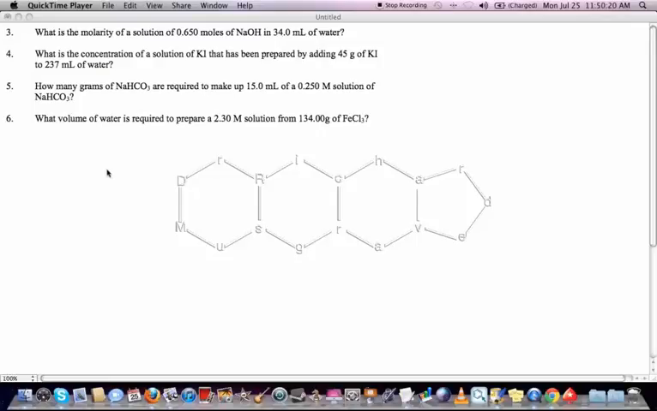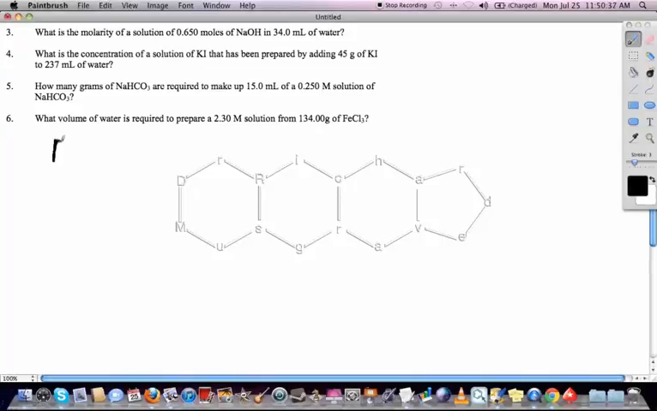I want to show you some examples of concentration type solution problems. And the first one we're going to look at is number 3. This is from your assignment. What is the molarity of a solution of 0.650 moles of sodium hydroxide and 34.0 mLs of water? So what we're looking for here is molarity.